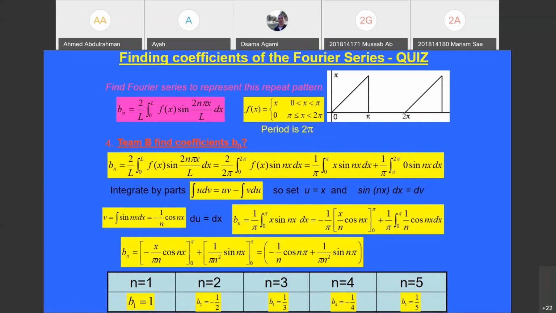Can you imagine this graph? You have a right triangle from 0 to pi, and then you have 0 from pi to 2 pi. If you go to the other side and repeat this, you will have the same 0 and then the triangle. So it will not be even or odd. This is why you have An and Bn.